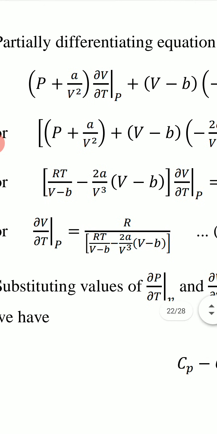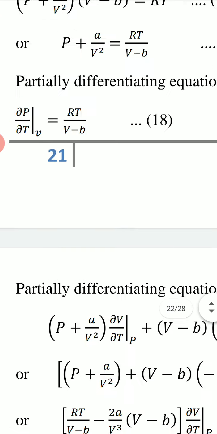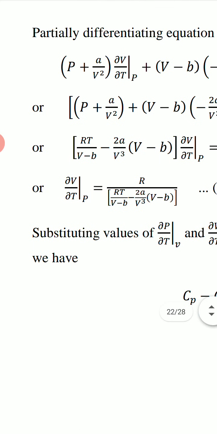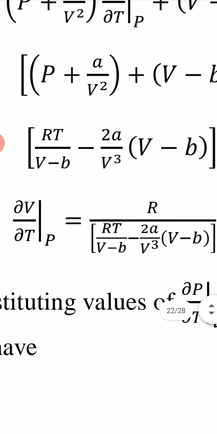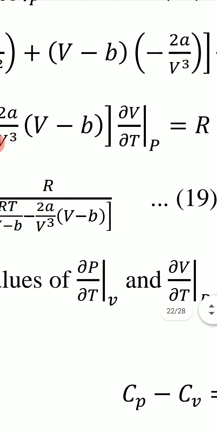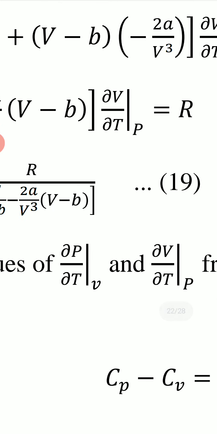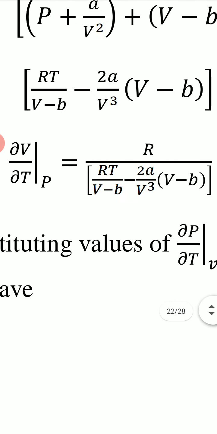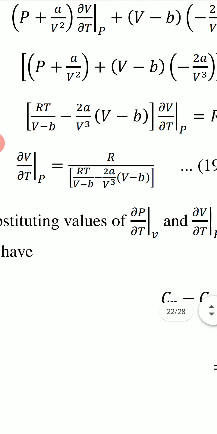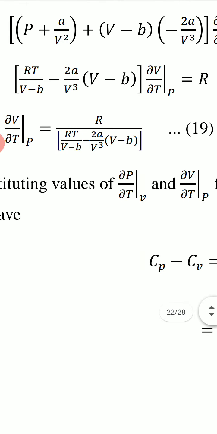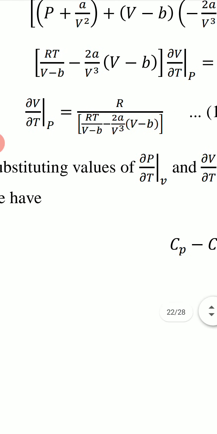Now we put the value of P plus A upon V square from this van der Waals equation. P plus A upon V square is equal to RT upon V minus B. We put the value here. In place of P plus A upon V square, we write RT upon V minus B. Second term is minus 2A upon V cube into V minus B into delta V upon delta T at constant P equal to R. This gives the value of delta V upon delta T at constant P. Delta V upon delta T at constant P is equal to R upon RT upon V minus B minus 2A upon V cube into V minus B.